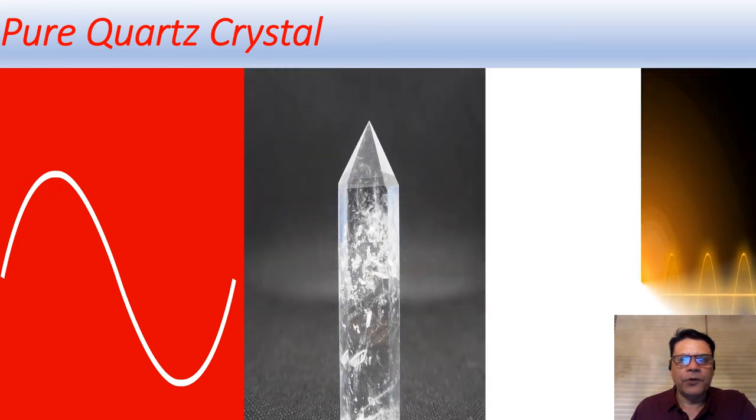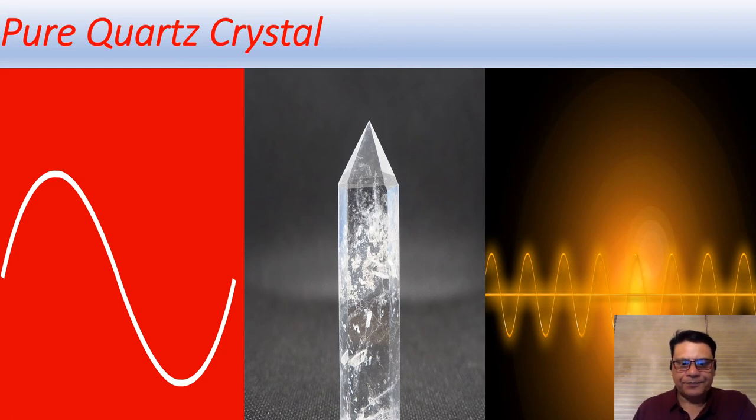So this is a pure quartz crystal, and this is sound wave, and this is current. When sound wave or pressure energy is applied, these crystals squeeze horizontally, and electric current is produced. And when you apply electric current, these crystals vibrate vertically and sound is produced.